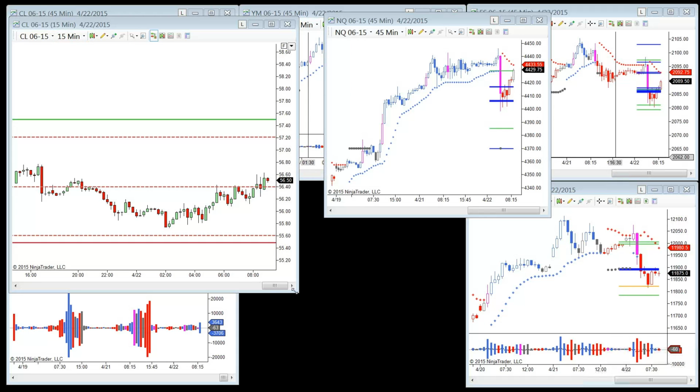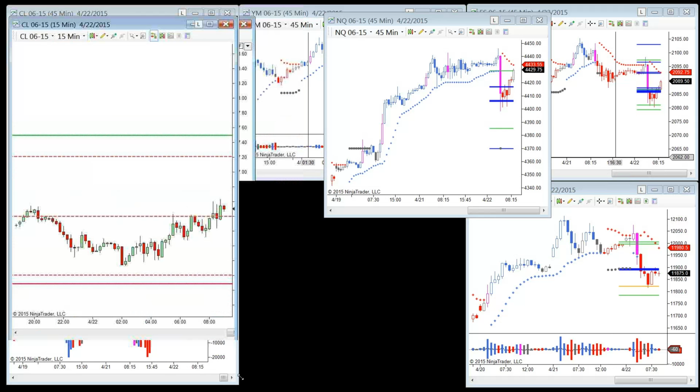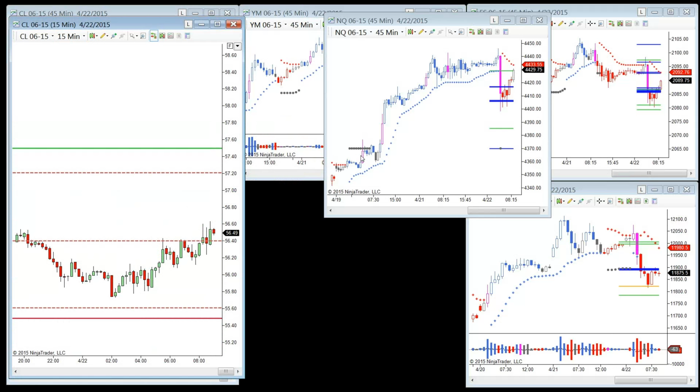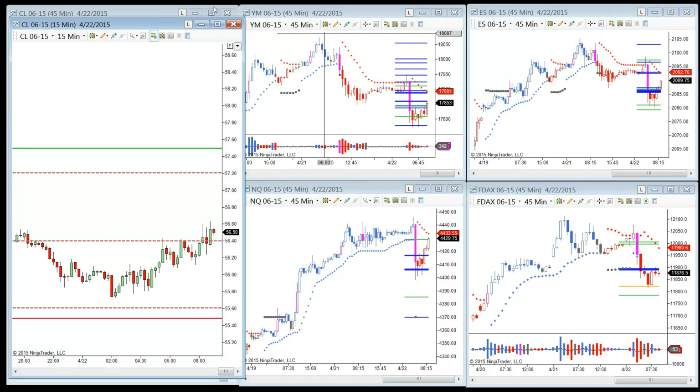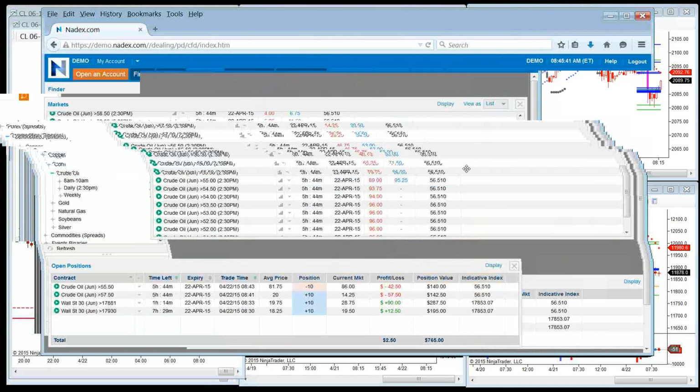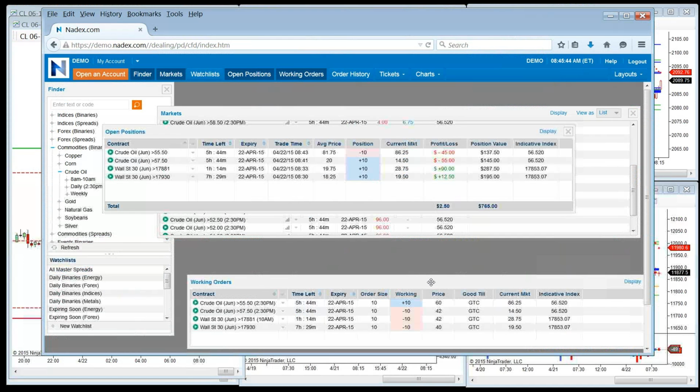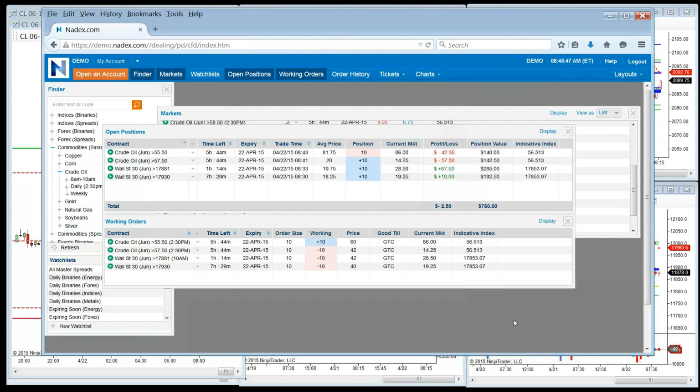Well, I think it could go either direction. Whatever they say, that's the way it's going to go. All right. Everybody wants to know what the orders are. There's the orders. Profit targets are under working orders.